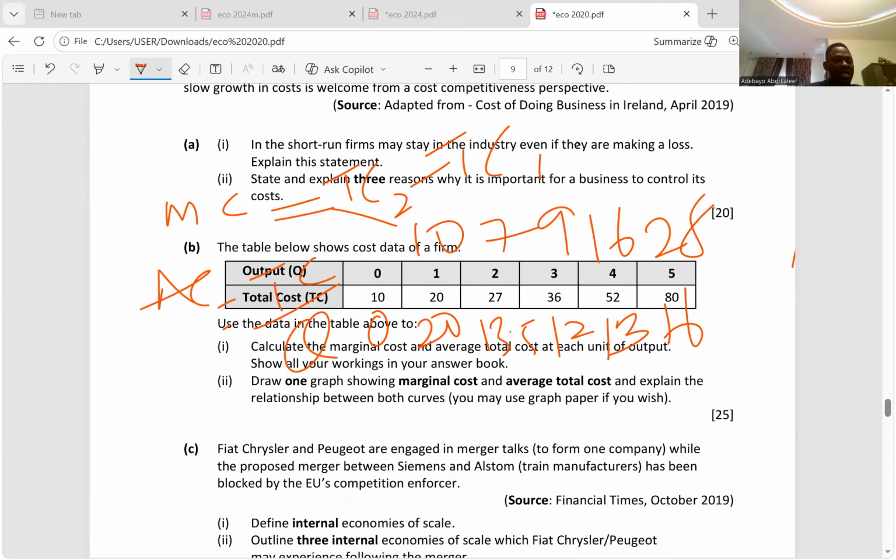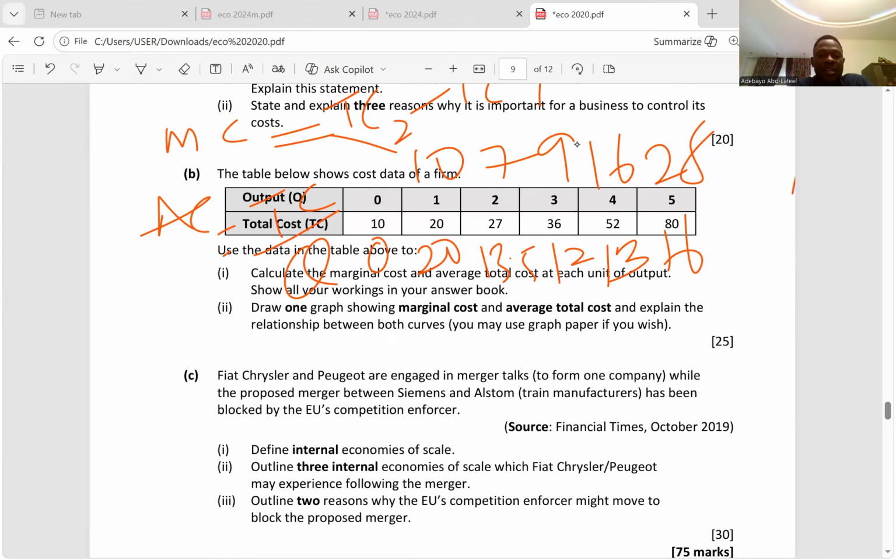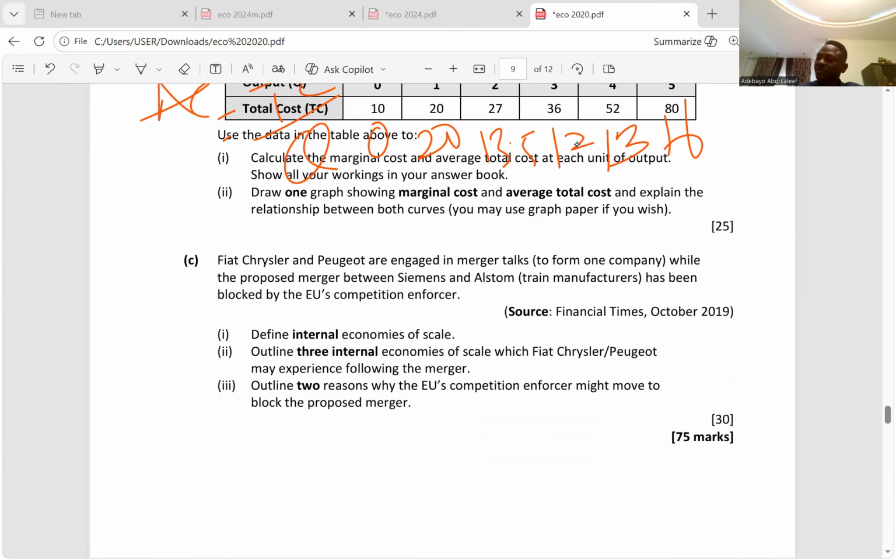So that's about MC and AC. We move on to the next question. We're still on 2020. So question C. They said draw one graph showing marginal cost and average total cost and explain the relationship between both curves. The relationship, I'm going to explain it now.